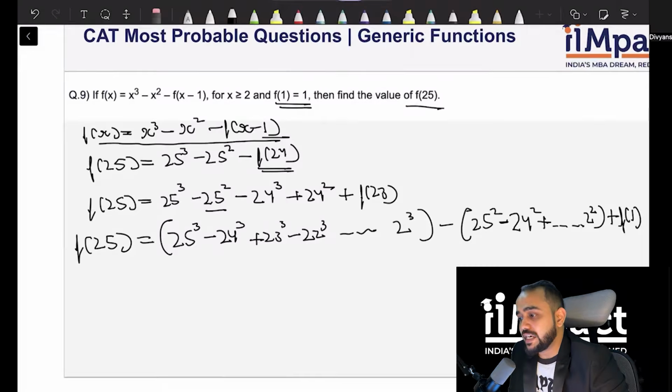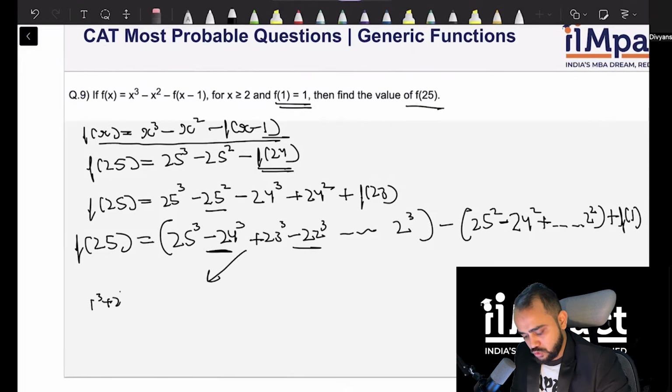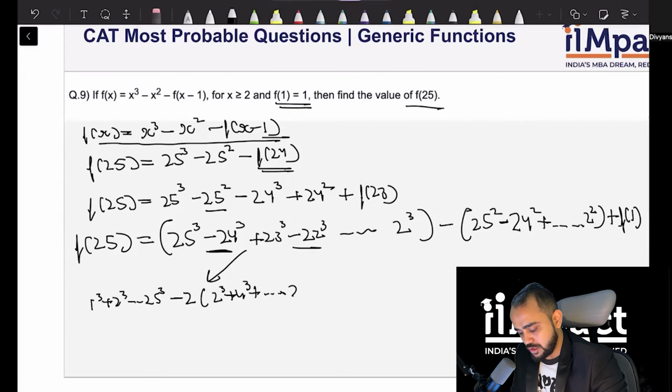A tricky expression, so to say. The only saving grace here is that the negative signs are bundled together with the even term. So I can write this as 1 cube plus 2 cube till 25 cube, minus 2 times 2 cube plus 4 cube plus all the even cubes till 24 cube, and then I can take 2 cube common, so this will become 16 into 1 plus 2 cube plus 3 cube till 12 cube.